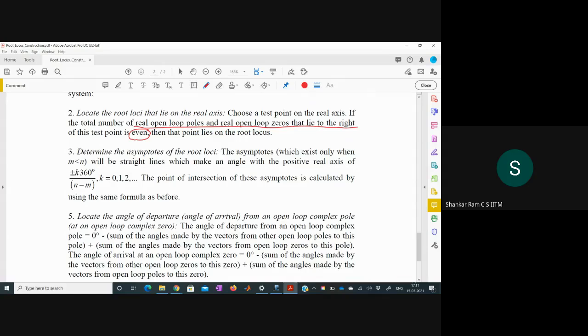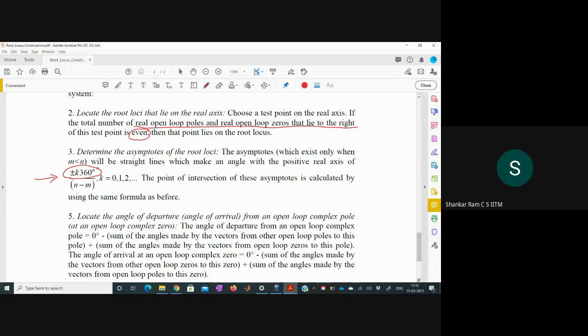Now step 3 will be to determine the asymptotes. The angle made with the asymptote previously was 180 degrees times (2k plus 1) divided by (n minus m). Now you can immediately observe that it has become 360 degrees times k divided by (n minus m). So this is the change. You can immediately get a feel of what is happening as far as these steps are concerned. That's the difference in step 3.